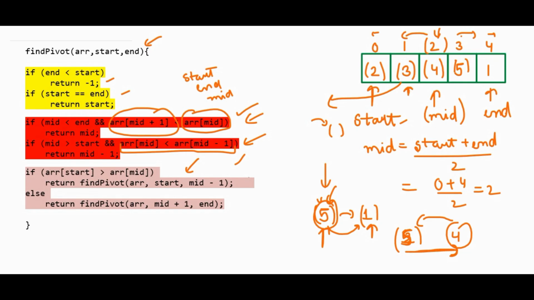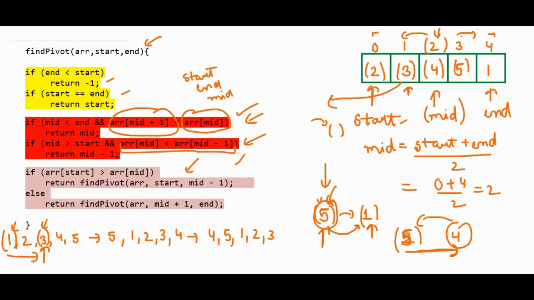So let's take an example of 1, 2, 3, 4 and 5. After one rotation it will be 5, 1, 2, 3 and 4. Then again after one rotation it will be 4, 5, 1, 2 and 3. You can check for any rotation. And if we find the mid element, in this case we can see the start element, which is 1, is less than the mid element. That means the array is increasing properly here.